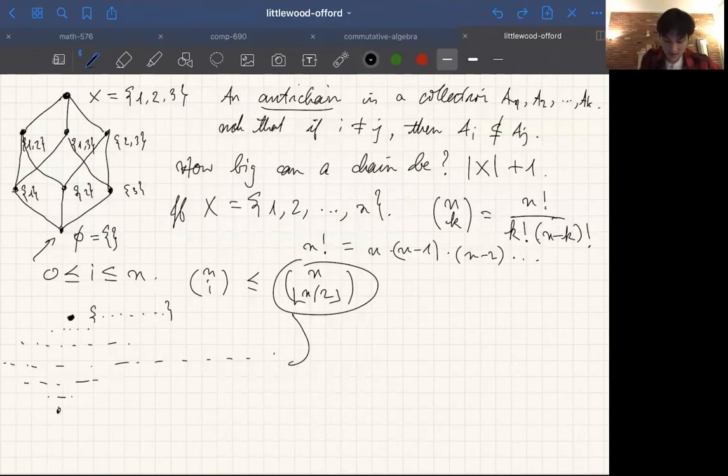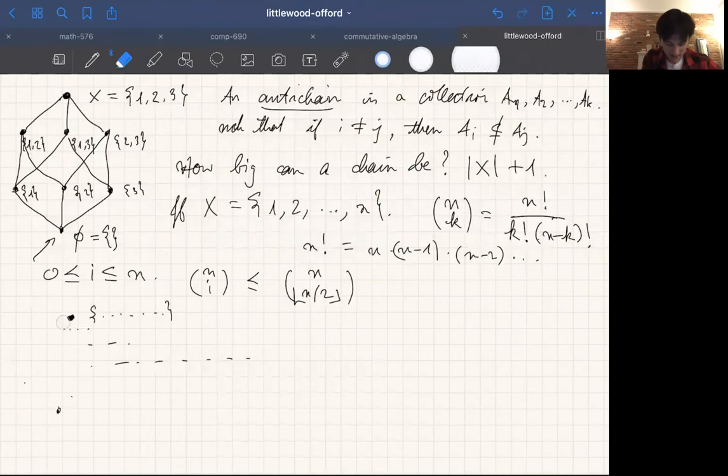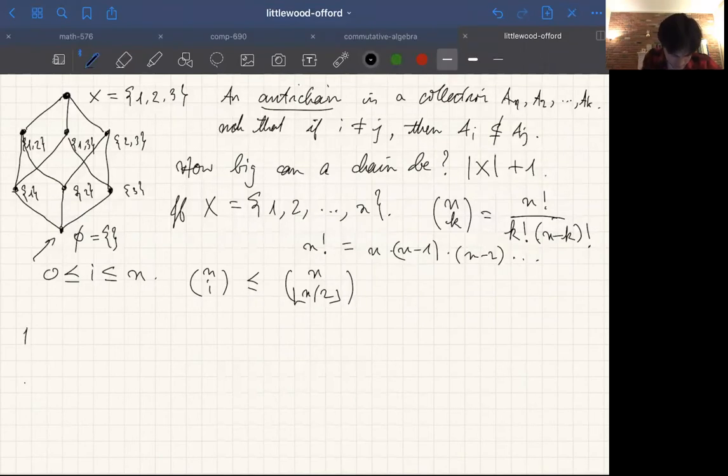So we know that the size of an antichain can be at least n choose n over 2, because we can just pick everything at that level, and there are n choose n over 2 of them. But it turns out that this is the best we can do. There's a theorem called Sperner's theorem.